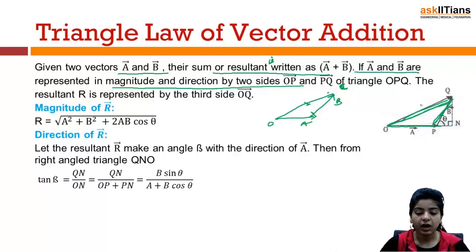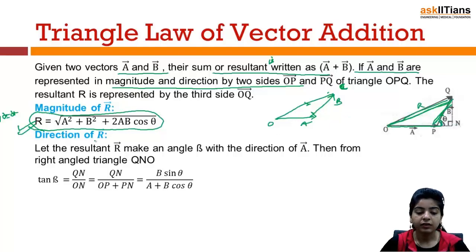So if I call this R, then the magnitude of R would be equal to under root of A square plus B square plus 2AB cos theta. Just remember this. In fact, you won't have to cram up this formula, because once you solve out 2 or 3 questions based on this concept, this will automatically get fit into your mind, right? So the resultant R, magnitude of R, is equal to under root of A square plus B square plus 2AB cos theta, where theta is this angle.